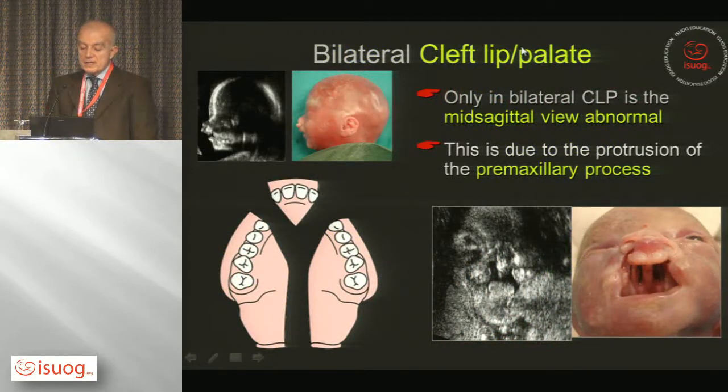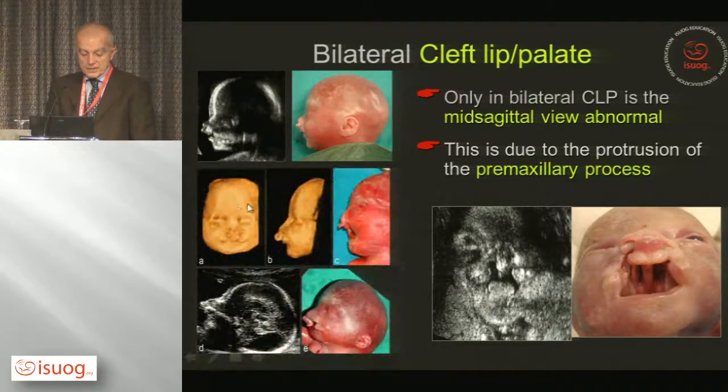Bilateral cleft lip is the only type of clefting of the face which is associated with an abnormal profile, and this is due to the fact that the median premaxillary process cannot merge with lateral ones during development of the maxilla, and this is why you see this additional tissue here on the philtrum just below the tip of the nose.